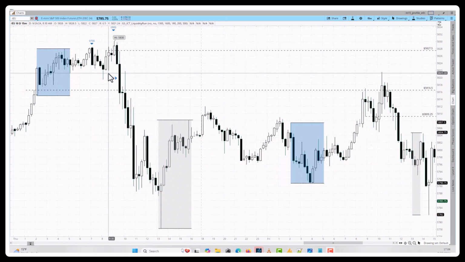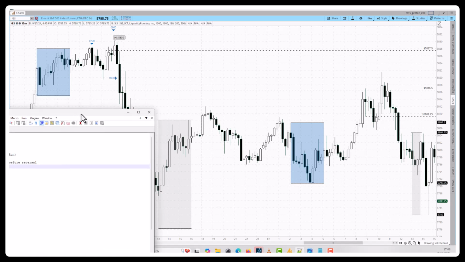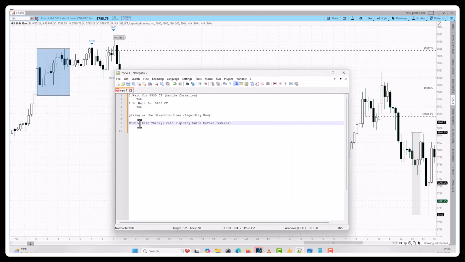Well, if we look at Thursday, you remember we talked about a double pulse theory, but we just want to use our own term, double rate theory. We did talk about that on Thursday. We call it double rate theory because what others call double pulse is a little bit different from the way we understand it. Basically, it raids the liquidity twice before reversal.